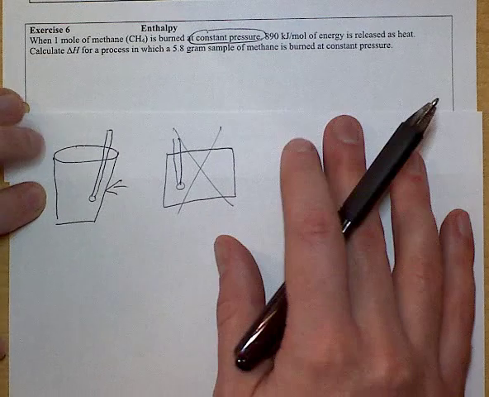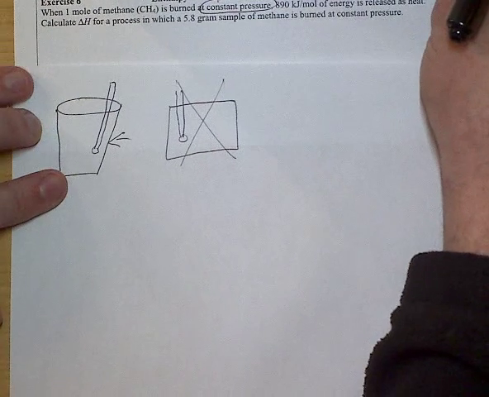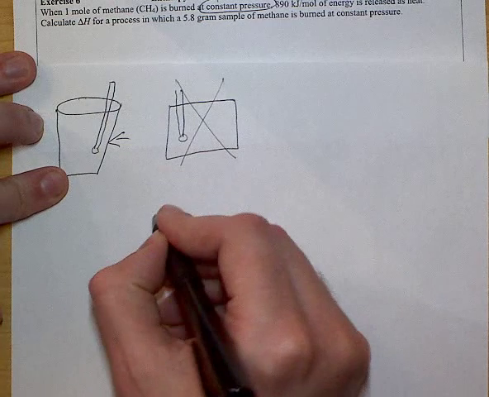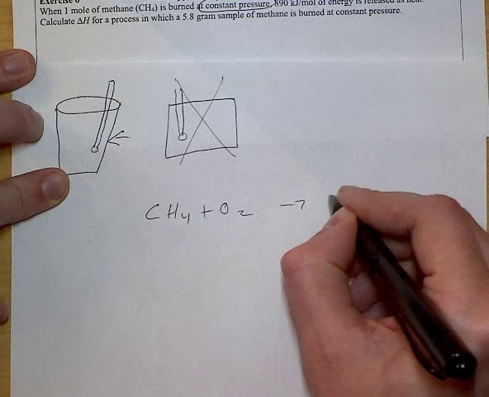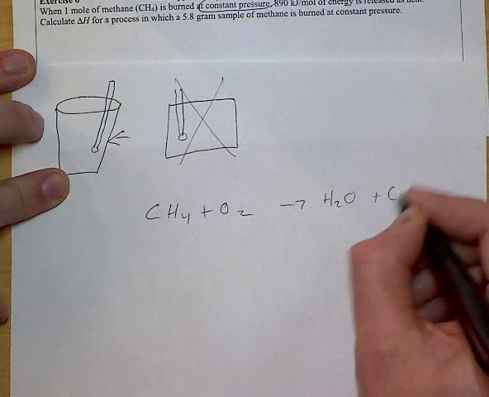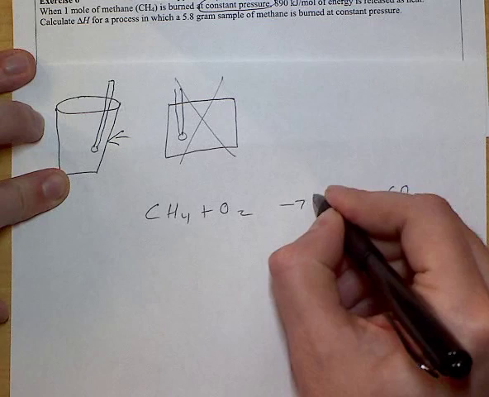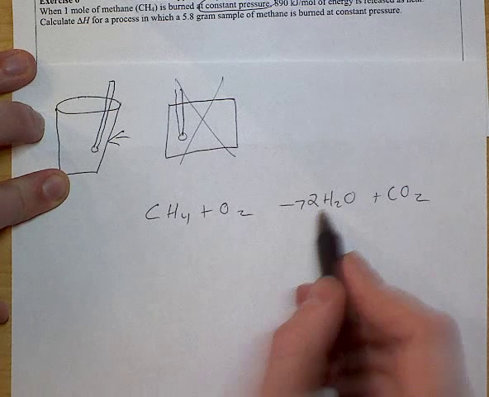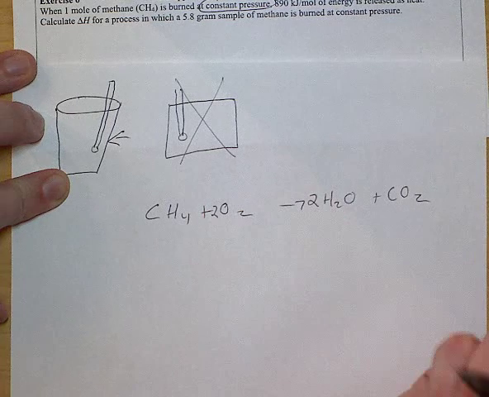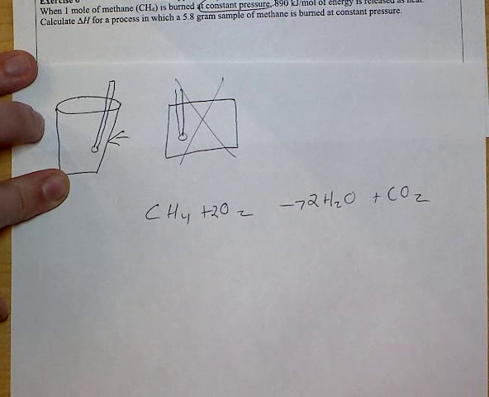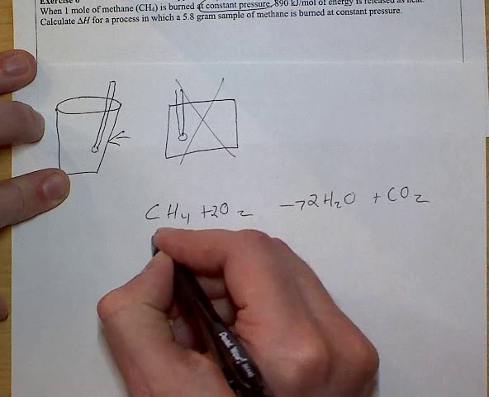What does that mean? So here's what we're doing. We're burning 1 mole of methane. All right, so here's my chemical reaction. CH4 plus O2 yields H2O and CO2. Okay, and we need to balance this. Okay, so now I have 4 and 4. I have 2 oxygens plus another 2, so I'll put a 2 here. So there's my chemical reaction of this process. We have to do this because we're going to start off with a certain amount, 5.8 grams of methane.